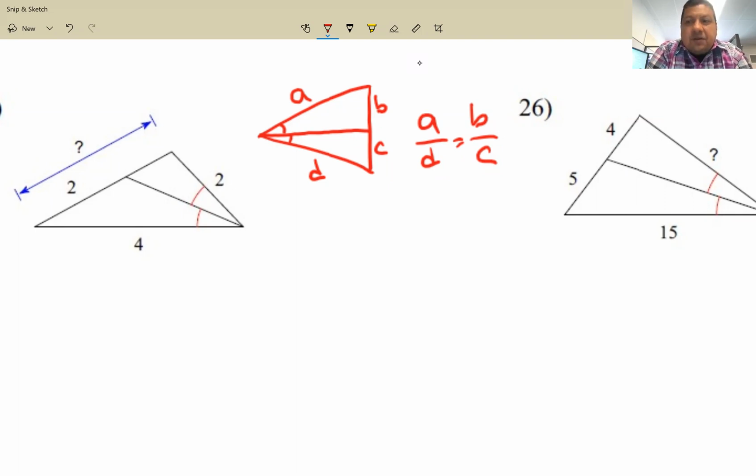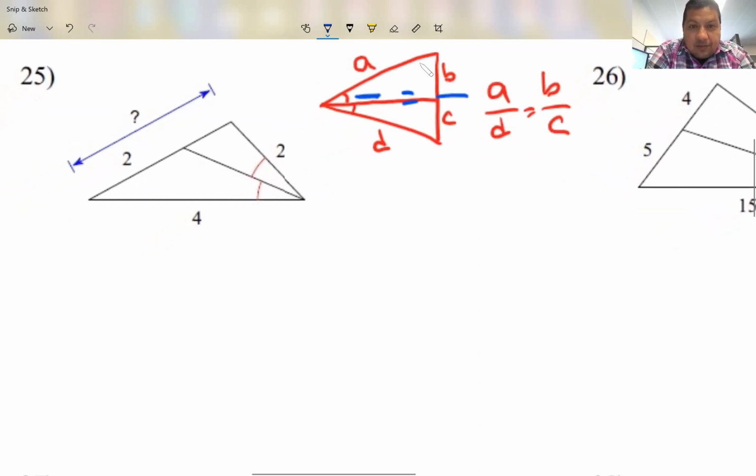Now on our homework, is our triangle going to be flipped? Of course it's going to be flipped. Notice how I just basically did a fraction here. A over D is equal to B over C.